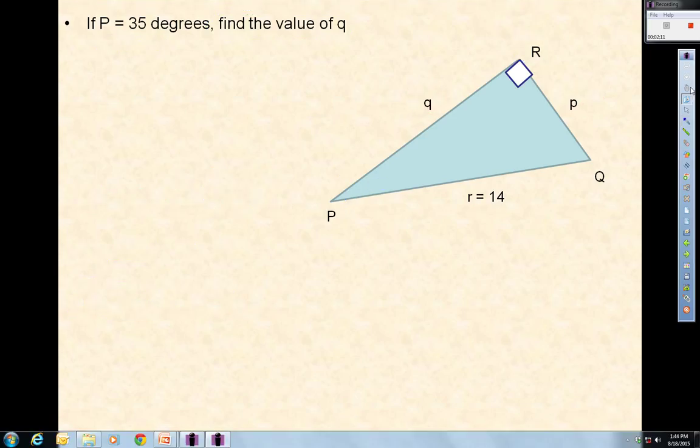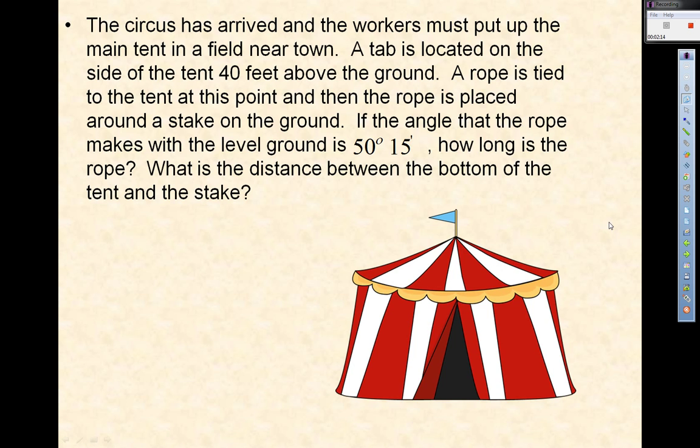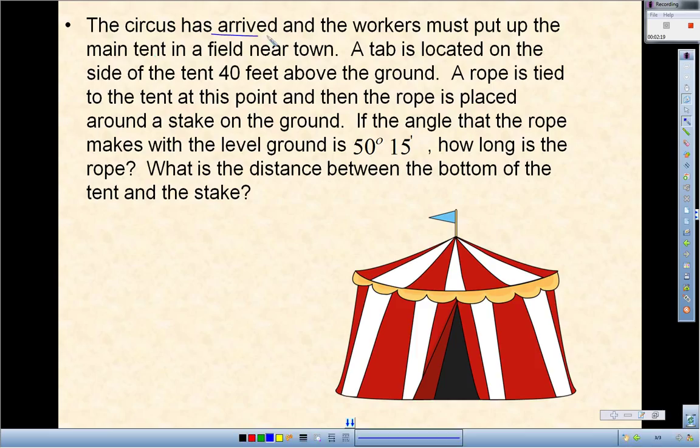Alright, let's look at another problem. Most of the problems that we're going to be doing for today are word problems. So let's start by looking at this one. It says the circus has arrived and the workers must put up the main tent in a field near town. So there's my main tent. It says a tab is located on the side of the tent 40 feet above the ground. So if you could imagine, there is a tab that's 40 feet above the ground on the tent. So let's just say the tab is right here. So that means that this distance is 40 feet.